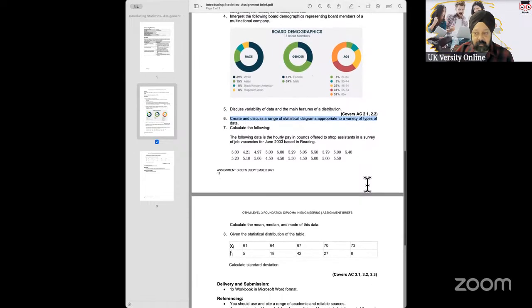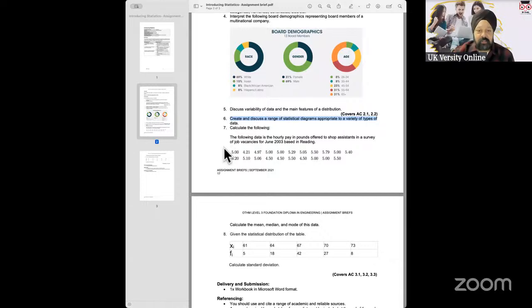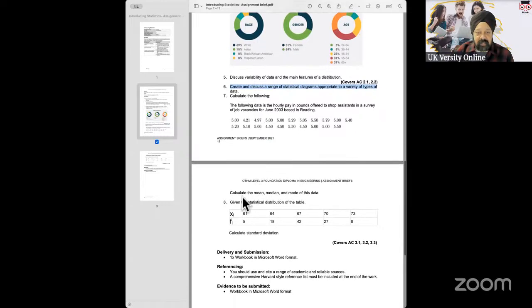Is that okay? Yeah. Now, the next part of it is a mathematical question. It says calculate the following. The following data in the hourly pay is basically the hourly pay in pounds offered to shop assistants in a survey of job vacancies in June 2003. And this was based in Reading. Now, what it is asking you to do is calculate the mean, median, and mode of the data.